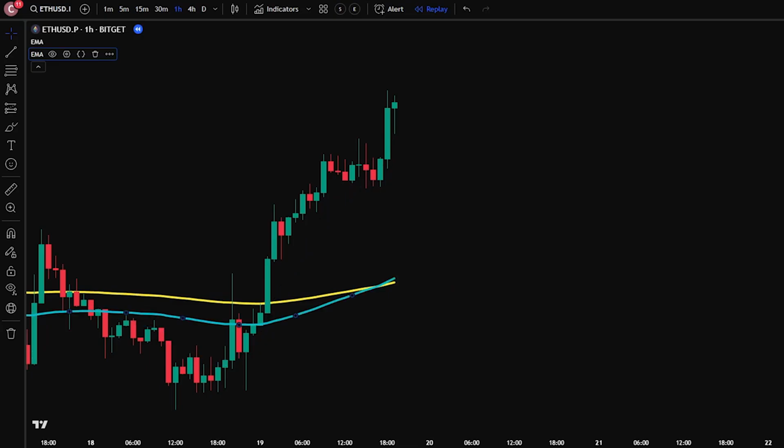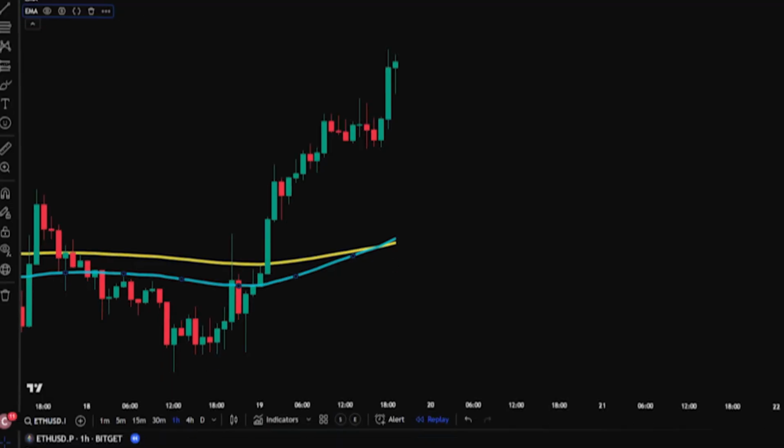Now, if the blue EMA, the 100 EMA, crosses the 200 EMA from top to bottom in this example, it could be a bullish signal. This indicates that the shorter term candles, or the last 100 candles, are showing more strength and bullish momentum than the longer term candles, which represent the last 200 periods.